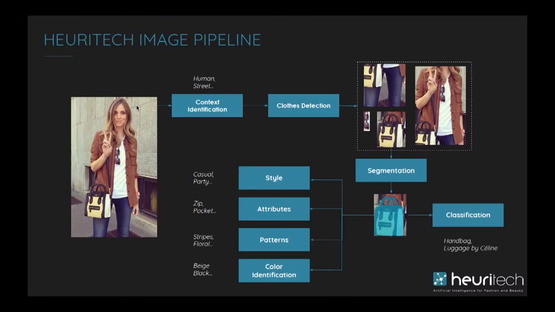Once we have the segmentation and the localization of each object, we will have different classifiers that were trained on this style of images, on just one object, to recognize the style, the patterns, the attributes, and even to classify very specifically the different brand and model. We can even go to the model of the handbag.